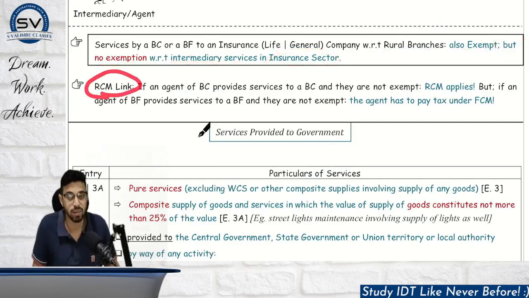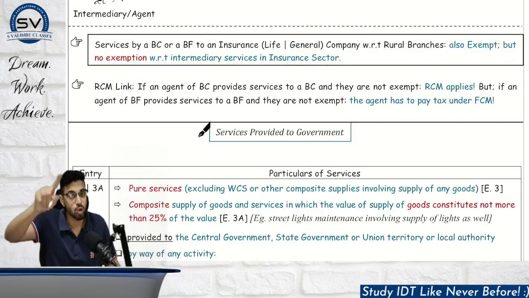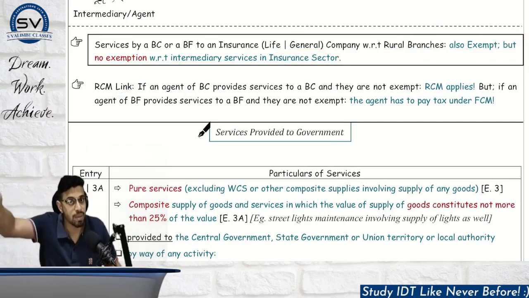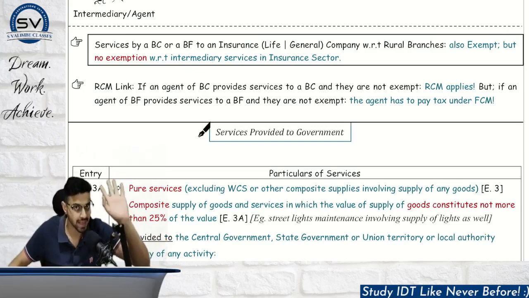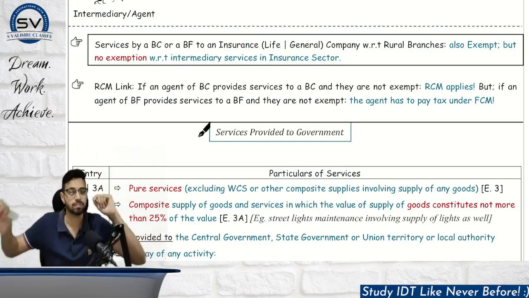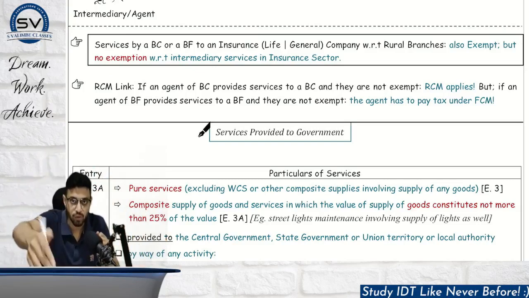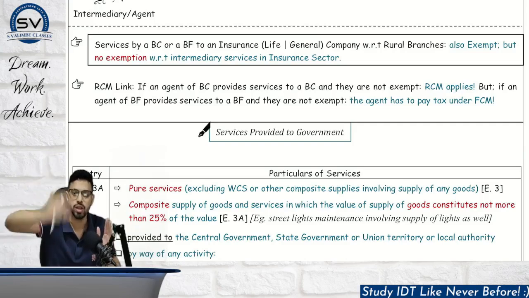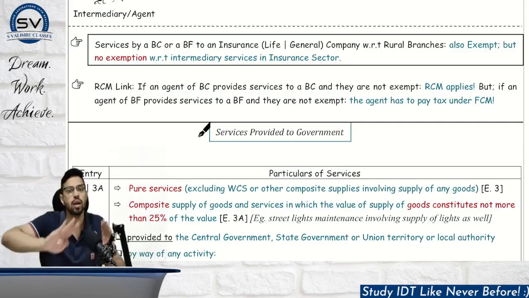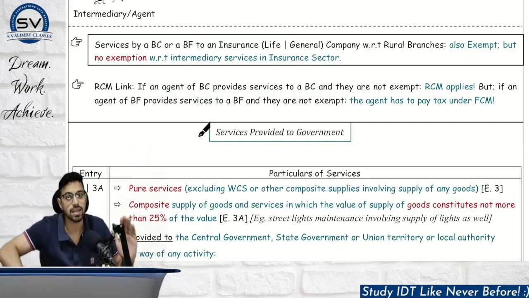Apart from that, in RCM link, if an agent of a business correspondent provides services to the business correspondent with respect to urban area branches, because if it is rural, then it is exempt. I'm repeating. If services are provided by an agent of a business correspondent to a business correspondent with respect to rural area branches, then no exemption, plus the business correspondent will pay tax under RCM.